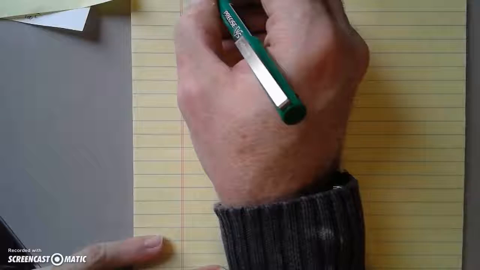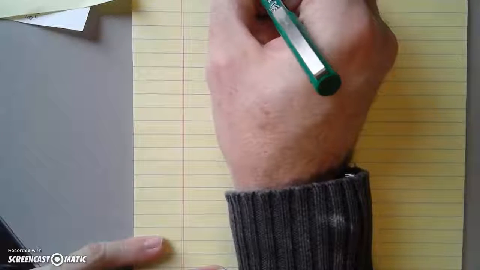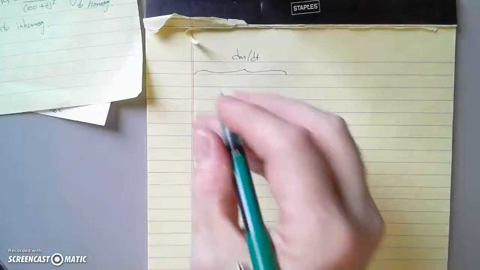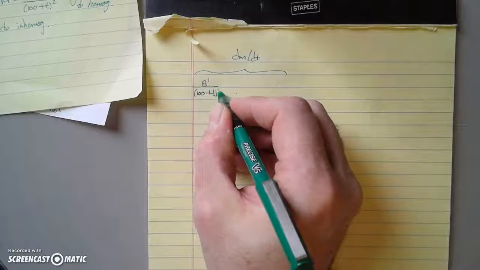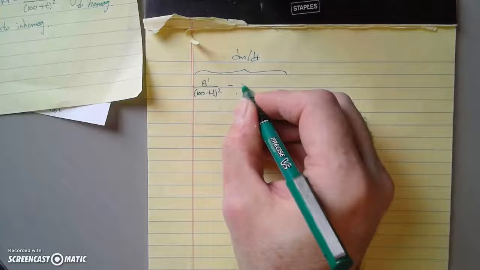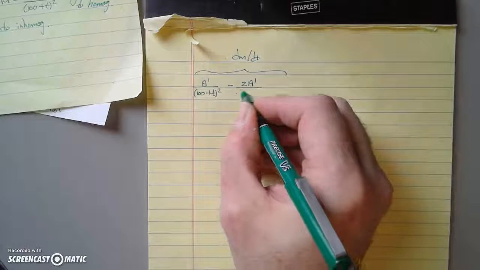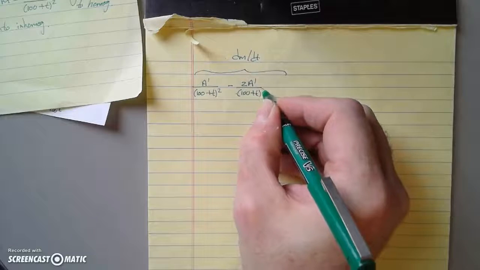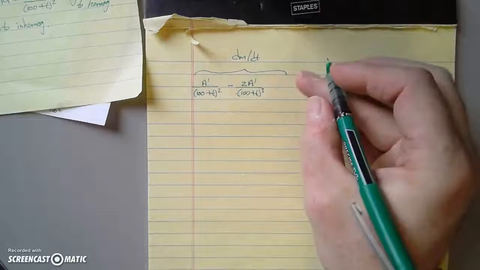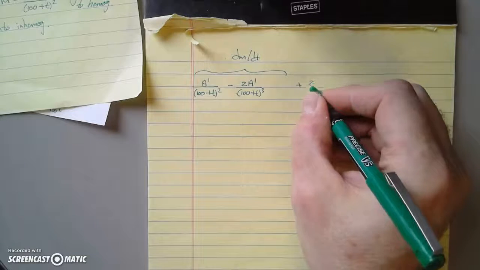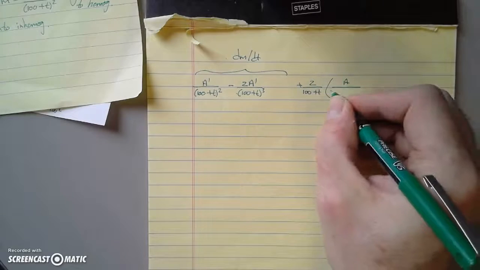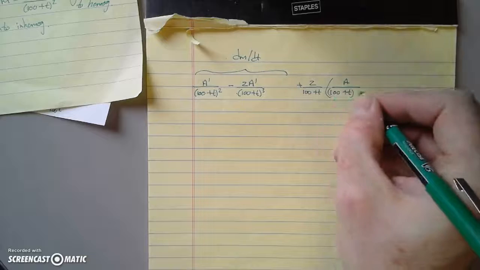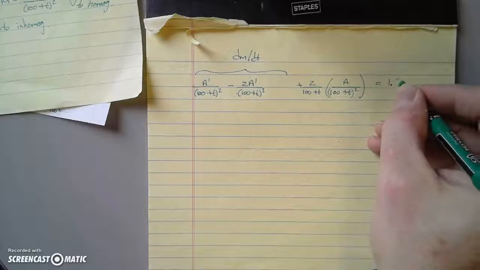So then we're going to have the dm/dt term is going to be a prime over (100 + t)^2, and then a minus 2a prime over (100 + t)^3. And then, where's the rest? Then is a plus 2 over 100 plus t, a over (100 + t)^2 equals 1.5.